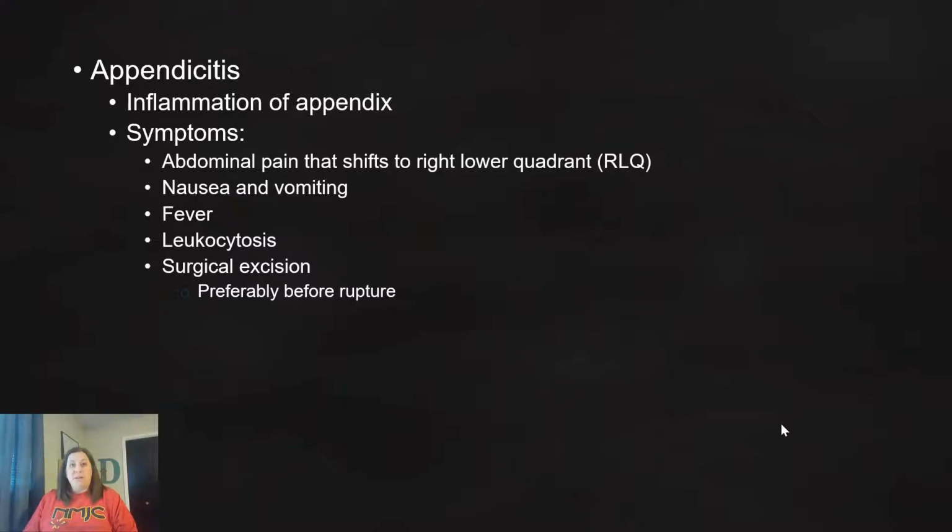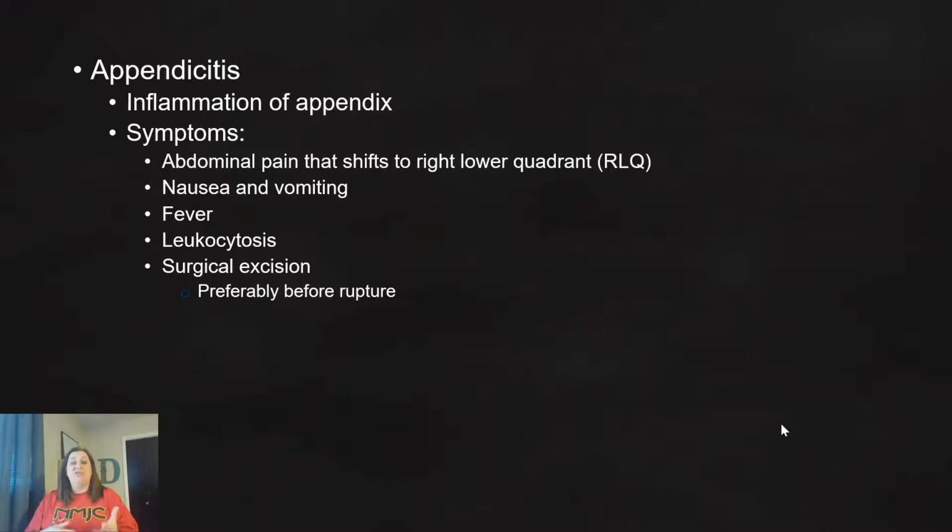Now, symptoms with appendicitis, we see abdominal pain. This abdominal pain, though, will shift specifically to the right lower quadrant. Okay, so remember, if we took your abdominal cavity and we made it into quadrants going through your belly button, it's going to be the right lower side. It does cause nausea and vomiting, fever, leukocytosis, which is an increased white blood cell count, and we need to get this out hopefully before it ruptures, okay? And so we need to get the appendix out.